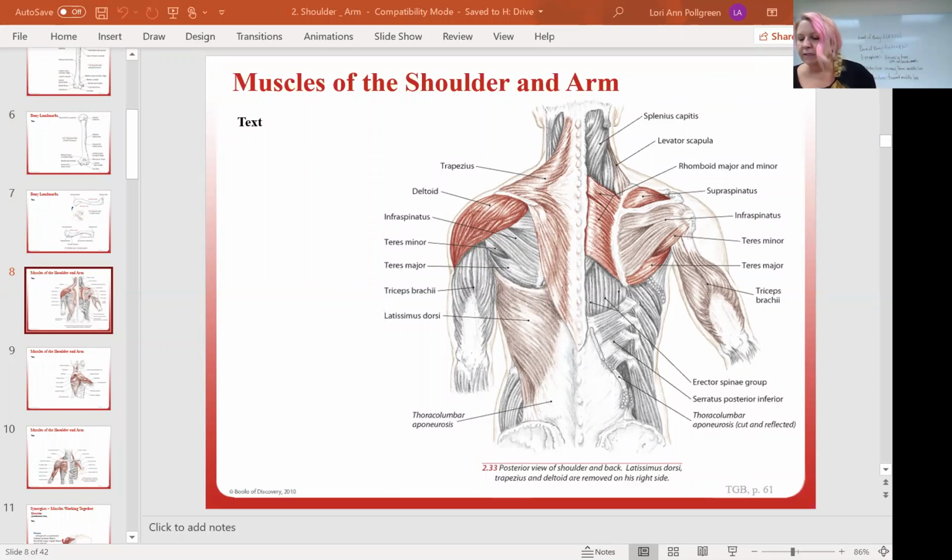We have the latissimus dorsi muscle coming out and around, and then we have the thoracolumbar aponeurosis. In muscular system, we learned an aponeurosis is a form of a tendon. It's a broad, flat, tendinous sheath. So we know anytime we see aponeurosis, it means it's a tendon. And it is in the thoracolumbar region. So it's in between the thorax and the lumbar. Thoracolumbar aponeurosis.